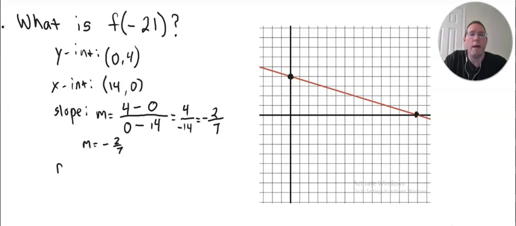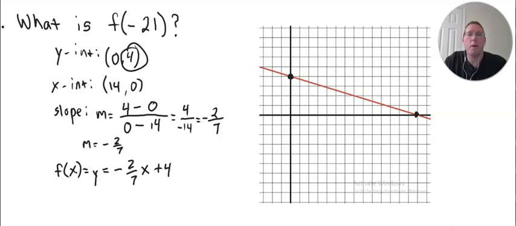And so that means that f of x is equal to y equals negative 2/7 x, and then our y-intercept is positive 4. So put a plus 4 here. Good. Now we just want to know what is f of negative 21. Well, f of negative 21, we're going to put negative 21 in for x. So we'll go negative 2/7, and then in for the x, we'll put in a negative 21, and we'll do plus 4 equals.